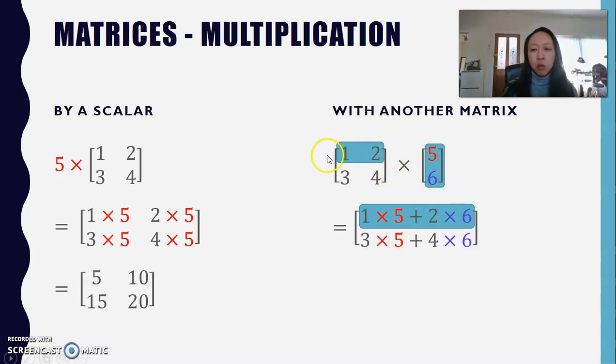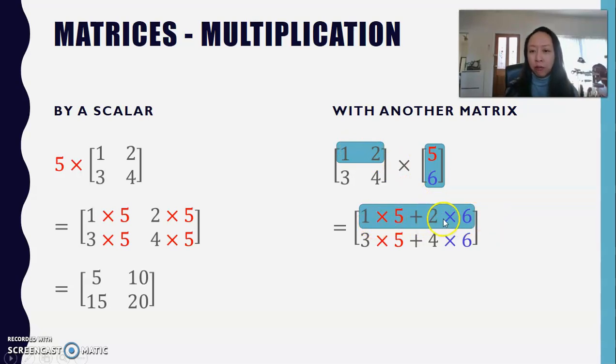So what I'm trying to say is for the first row, you have 1 as the first element, and for the first column, you have 5 as the first element. We times 1 and 5 together and plus the second elements. So that's 2 times 6. And we'll work that out later.